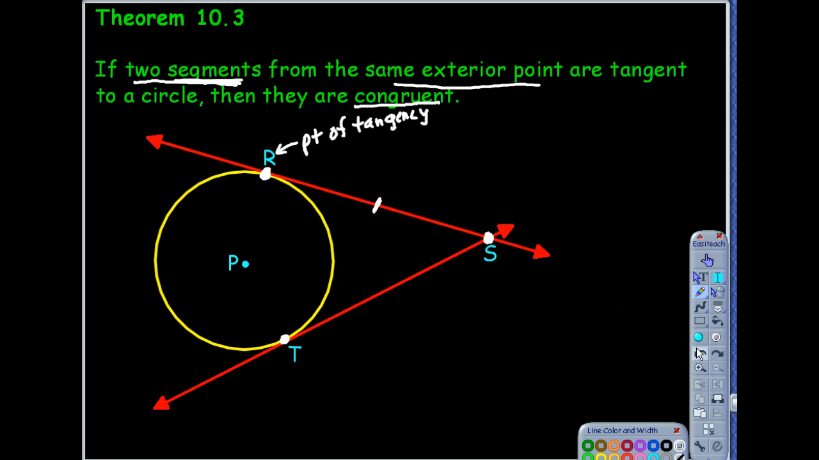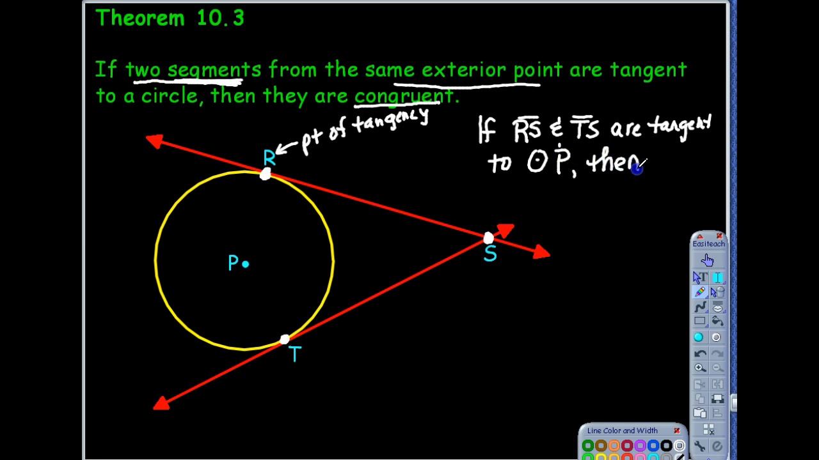So let me write off to the side. If two segments, the segments we're talking about, RS and TS, are tangent to what? Circle P. And notice they're tangent to the same circle. They're not just two random tangent lines. They're tangent to the exact same circle. Then we can say that they're congruent. Now, are these common tangents? No, because that would require there being two circles.